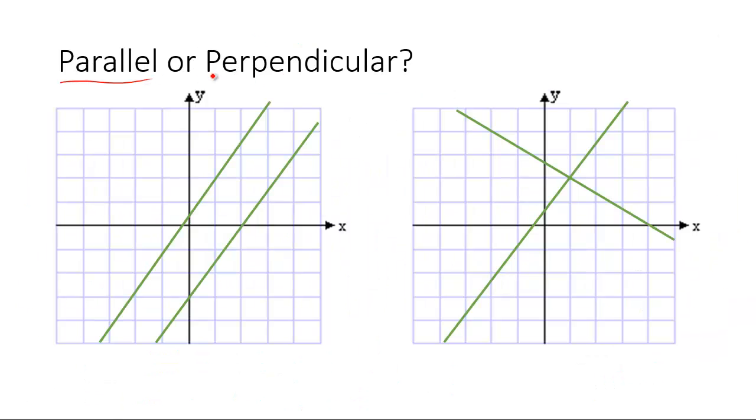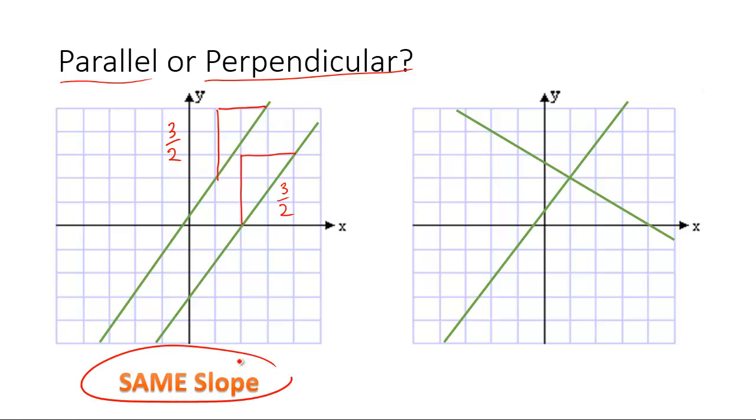Another thing to notice is the difference between the slopes when lines are parallel or if they're perpendicular. If they're parallel, what do you think? Well, here the rise is 3, run is 2, so that's a slope of 3 over 2. Here, the rise is 3, the run is 2, that's also a slope of 3 over 2. You'll notice they have the same slope if they are parallel.